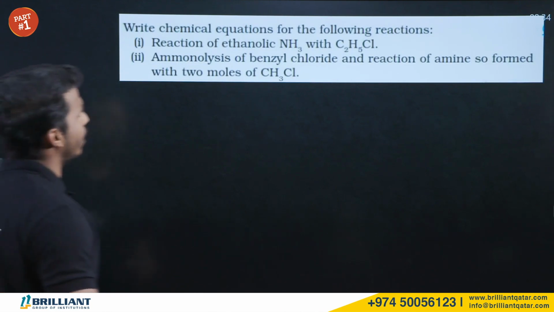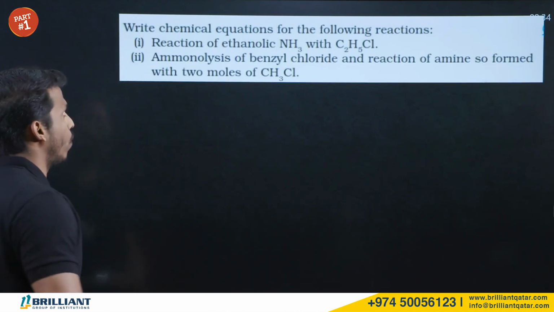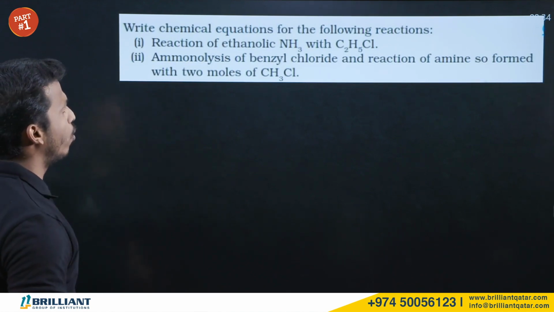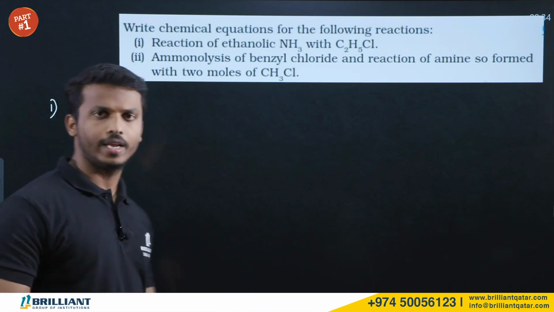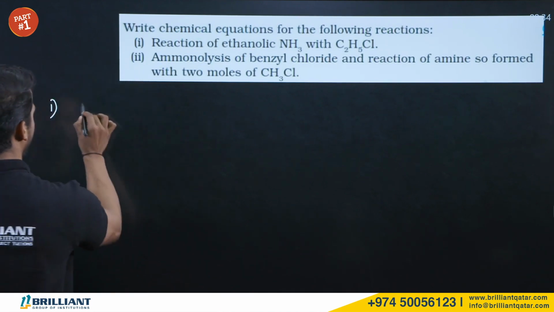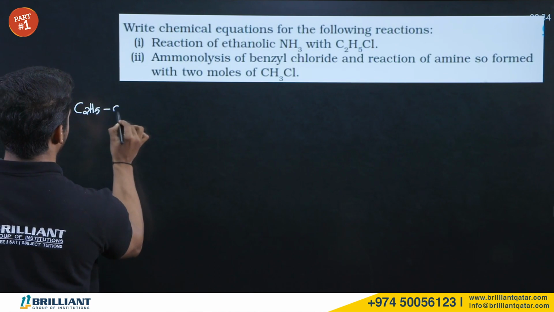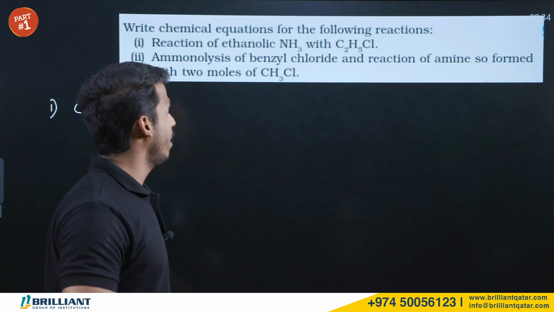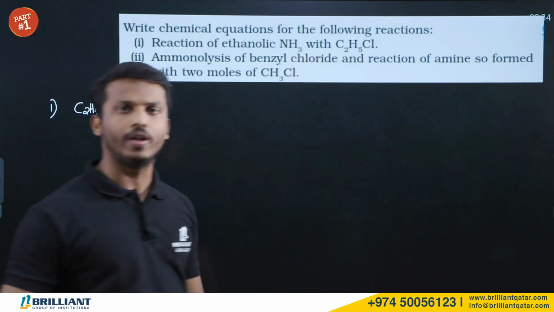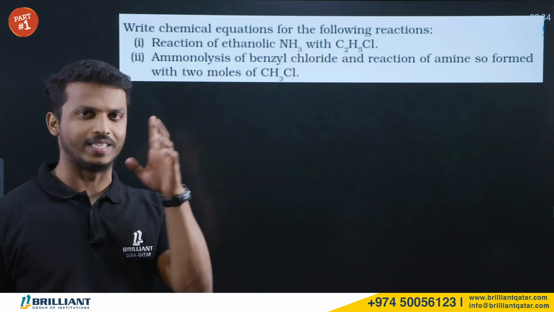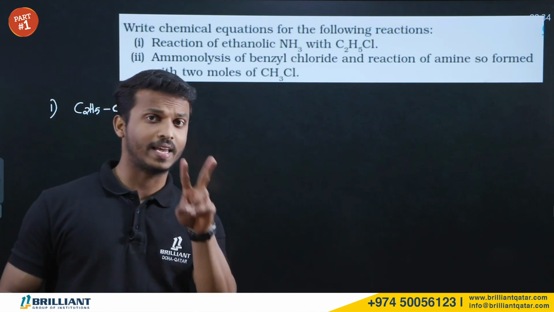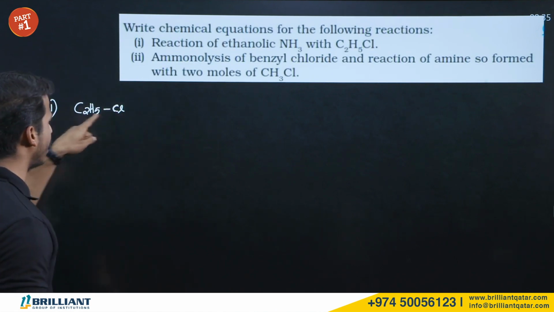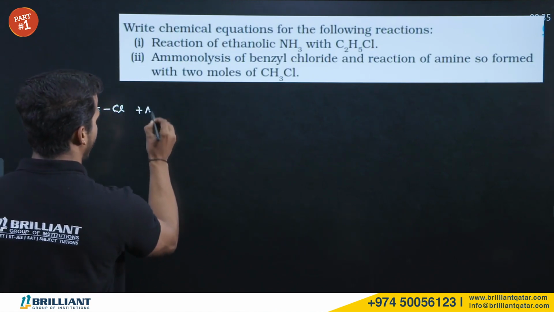Write the chemical equation for the following reaction. Question number 1: reaction of ethanolic ammonia with C2H5Cl. Dear students, C2H5Cl, what is that? Ethyl chloride, right? It's an alkyl halide. When an alkyl halide is treated with ammonia, the process is called ammonolysis. That is the second preparation of amines from the NCERT textbook. So when you treat ethyl chloride with ammonia, it is a simple method.